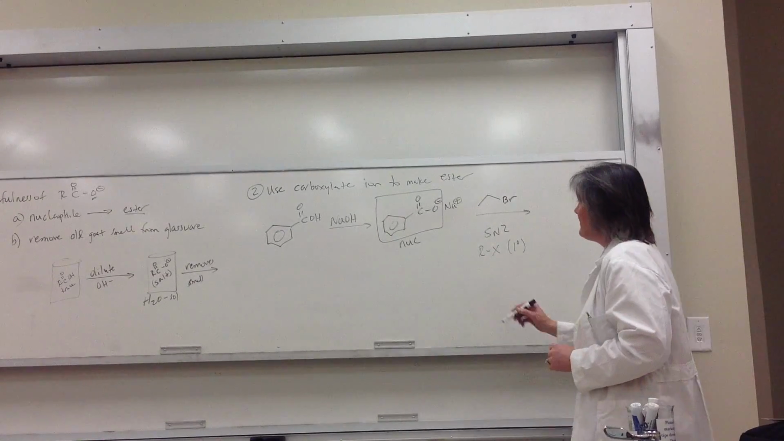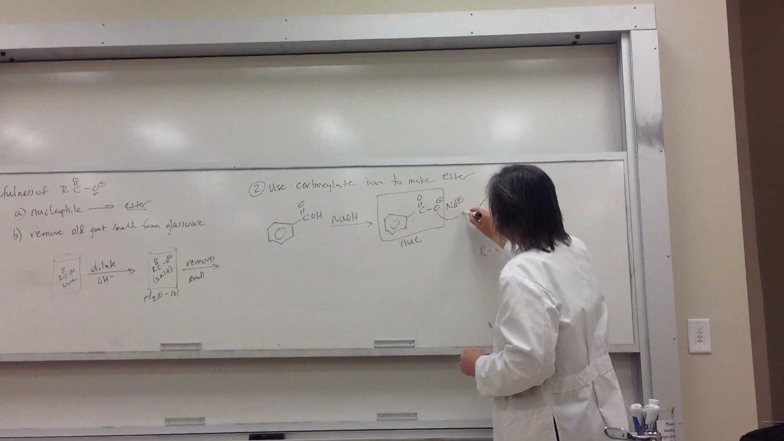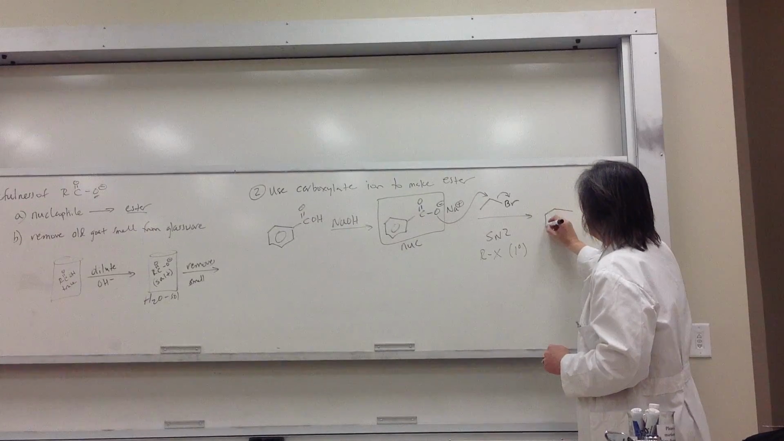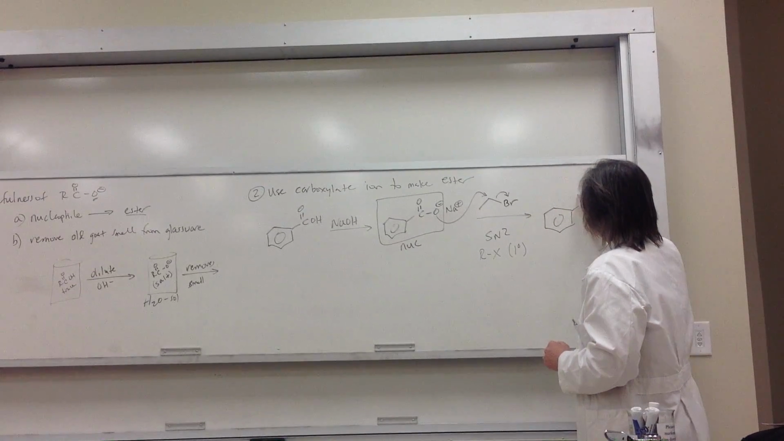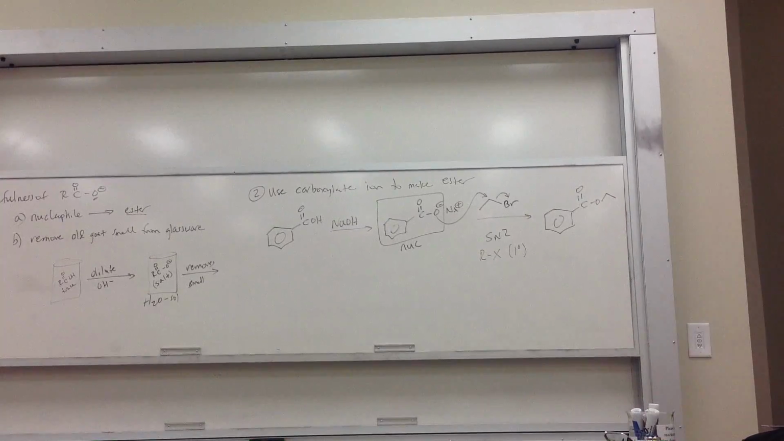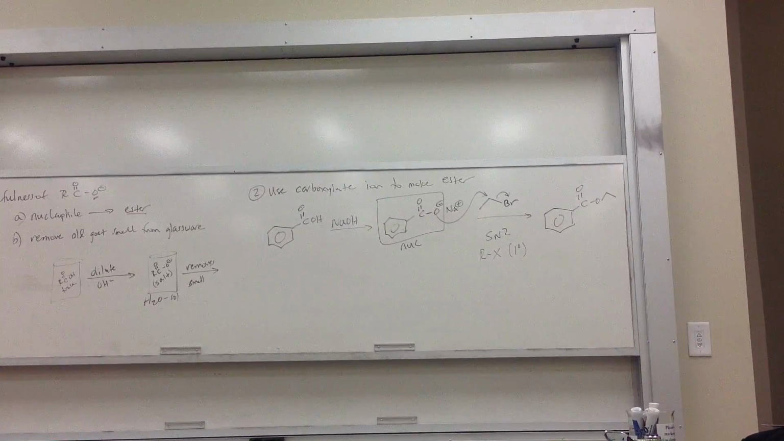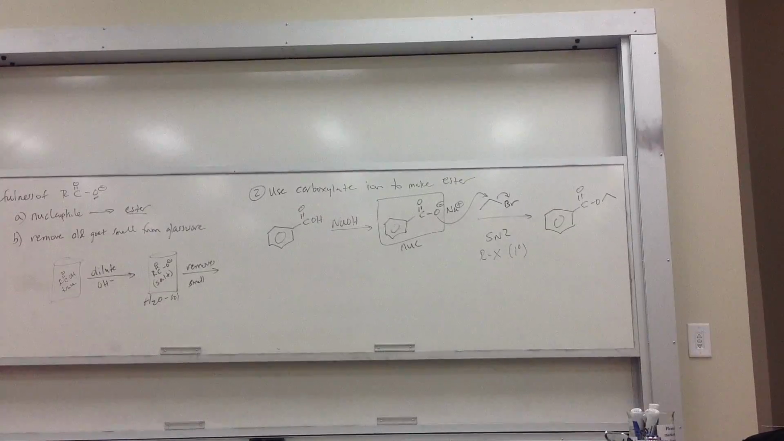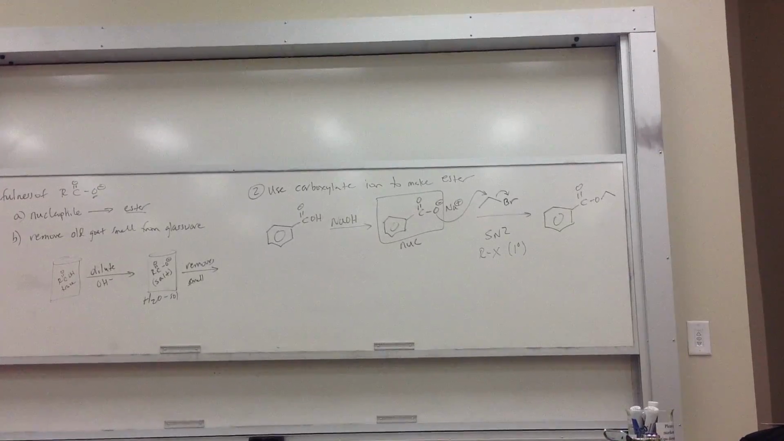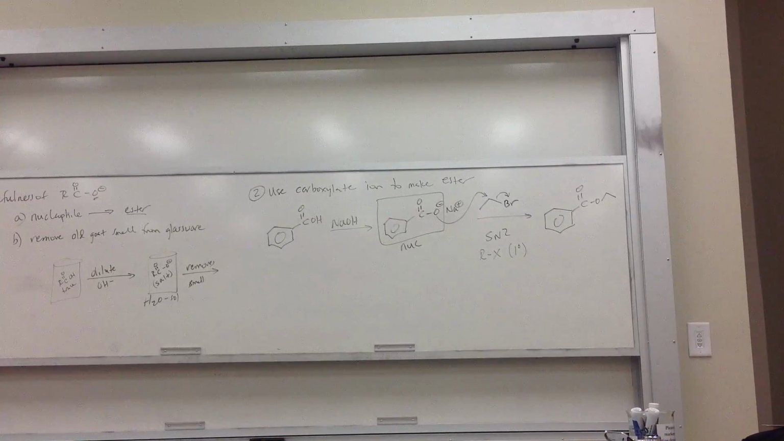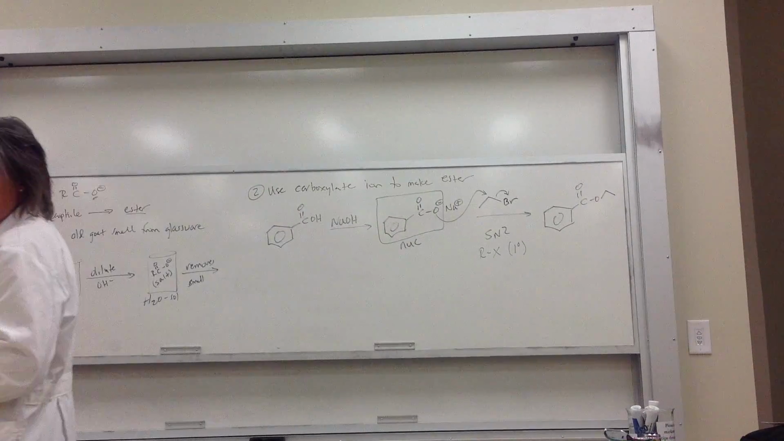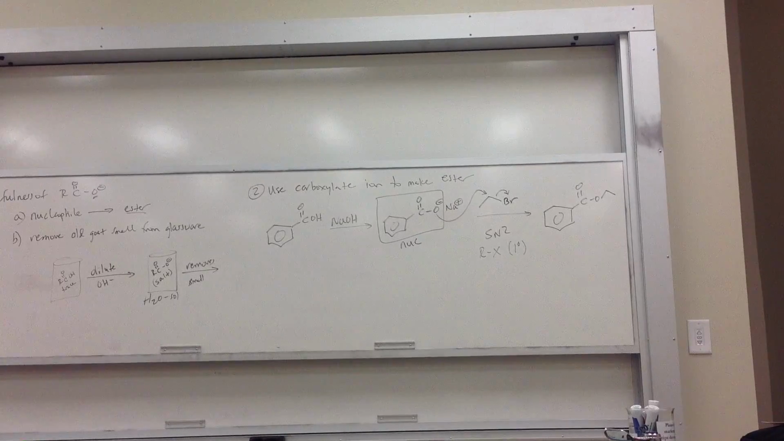And so what will happen is the O- will do backside attack, kick out the bromine, and you will have added the 2 carbon chain. You've made an ester. It has kind of limited utility because you can only use a primary alkyl halide. Questions on that?